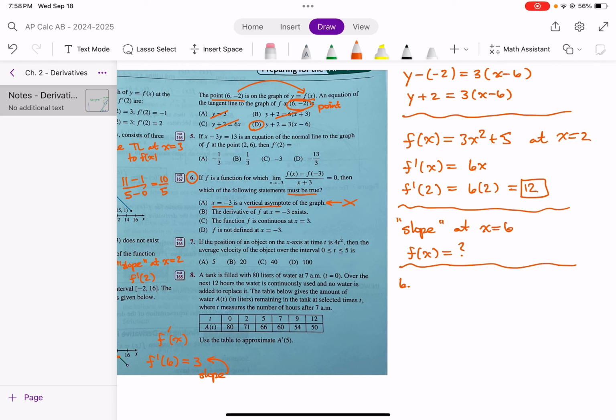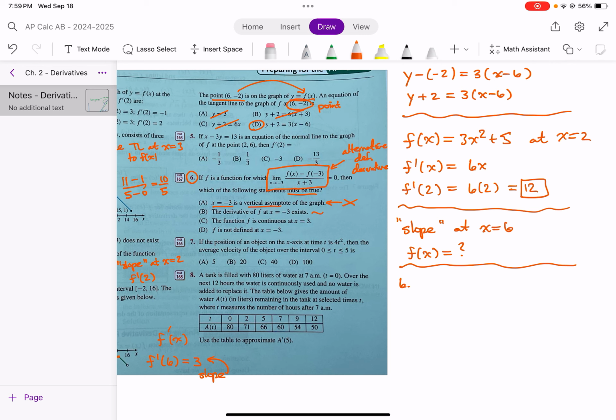Answer choice B, the derivative of f at x equals negative 3 exists. Is that true? Do we know that for sure? Should that always be true? Well, this limit for sure is what we call the alternative definition of the derivative. We wrote that on the pink sheet, and it's applied at a value of negative 3. So this seems like a pretty good option.